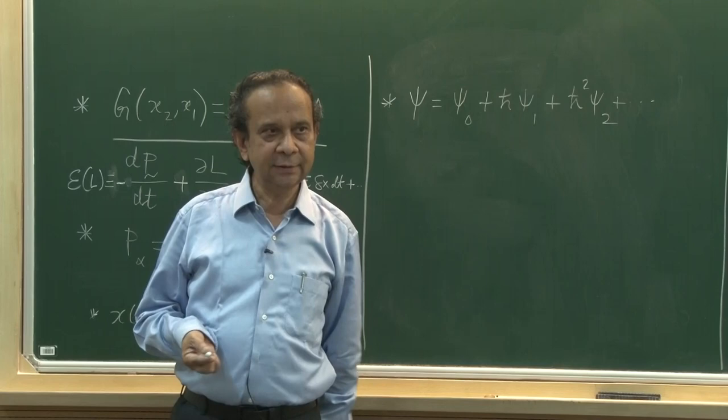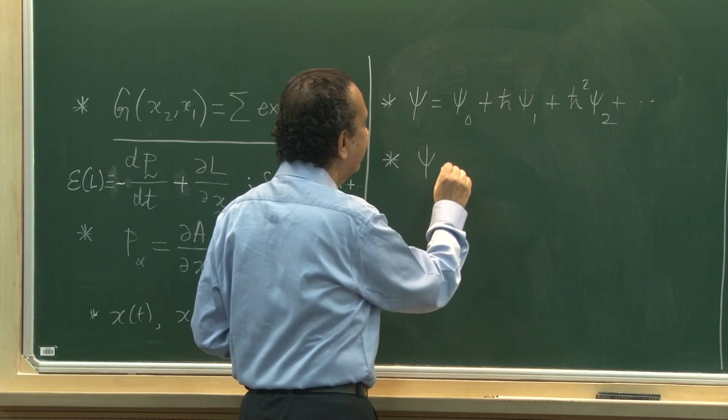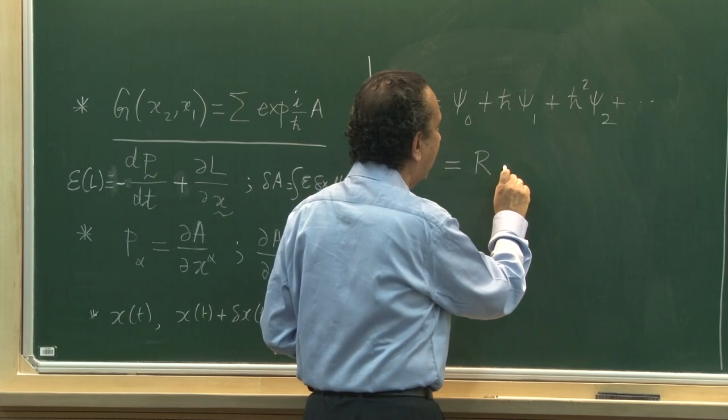So, to do that, I will first write the wave function. The wave function is a complex number. So, I will write the wave function with an amplitude and phase. So, let me write it as R exponential i.